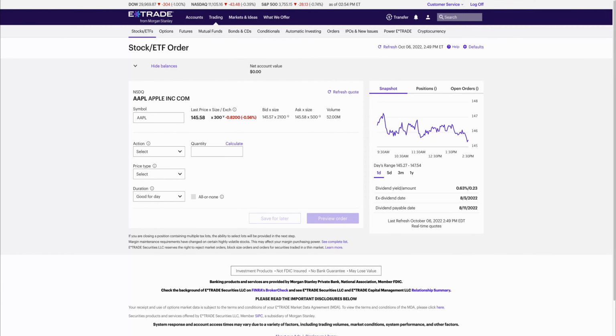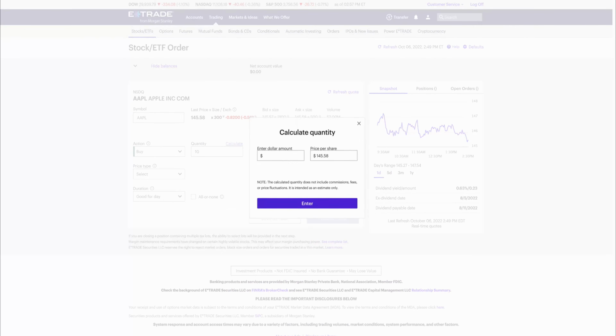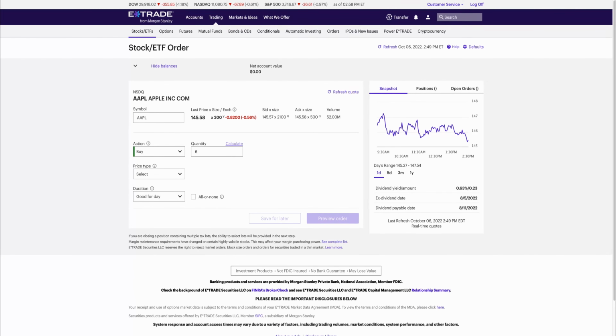To buy the stock, you need to head to action and select buy. Pick the quantity, let's say 10 shares. If you're not sure how much you can buy with your available balance, click calculate. Let's say you have $1,000. You can buy up to 6.88 shares, and since you cannot buy partial shares in Apple, if you click enter you will get 6. The next step is to select the price type.